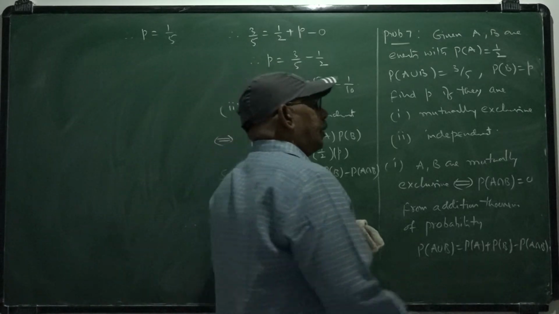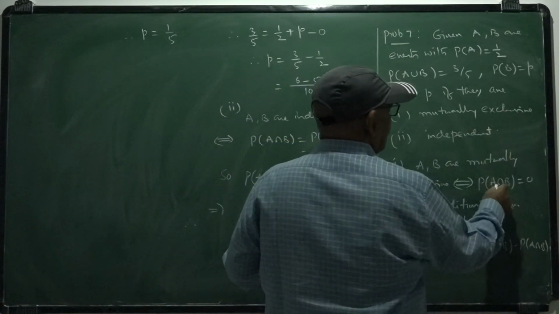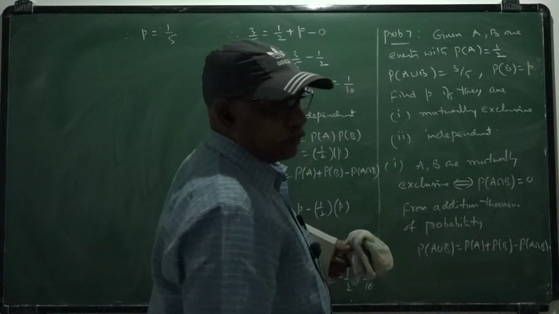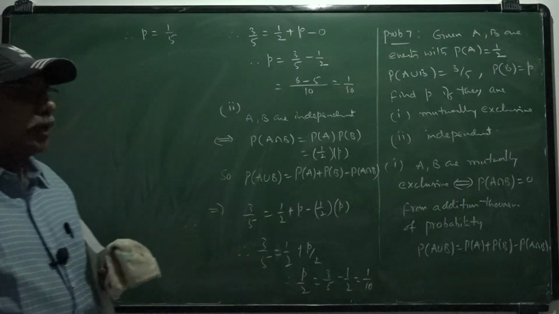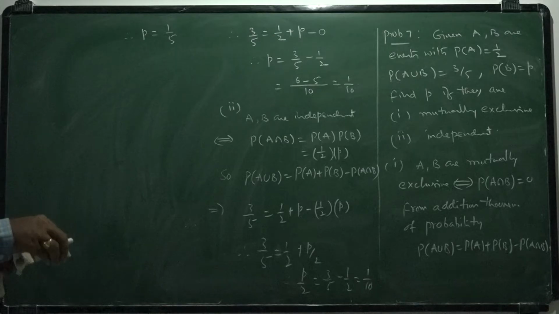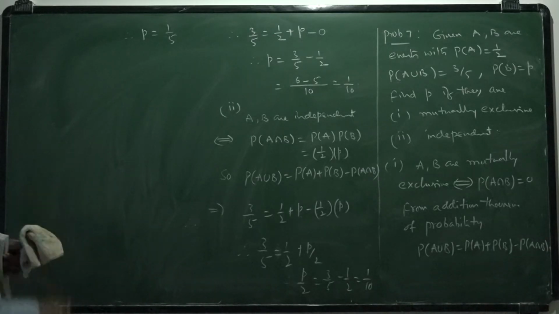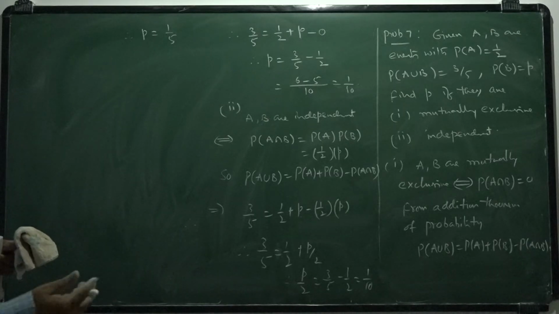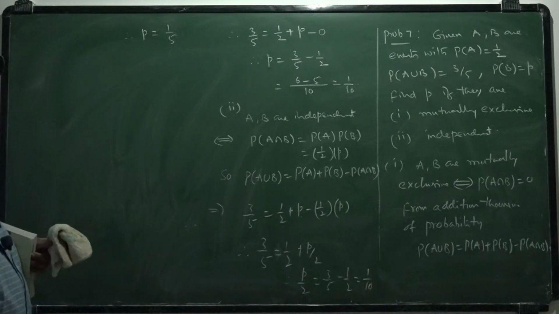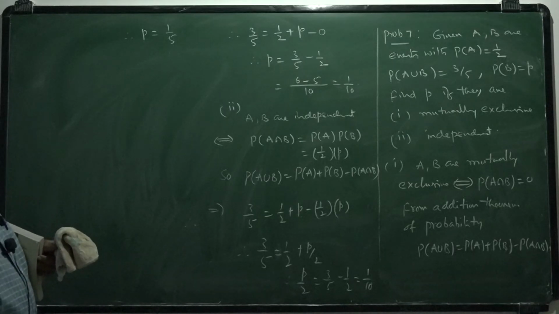In mutually exclusive events, there is no common possible outcome to A and B. In independent events, there may be a possibility of having common possible outcomes to A and B. So these are the different properties of mutually exclusive and independent events. So once they are mutually exclusive, they cannot be independent.